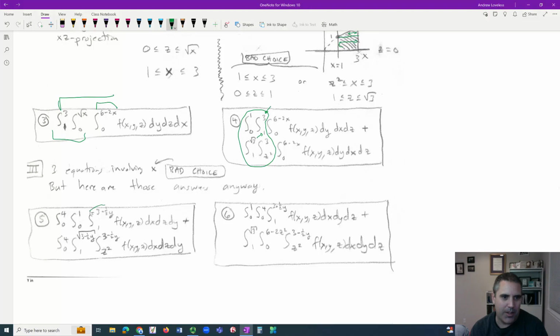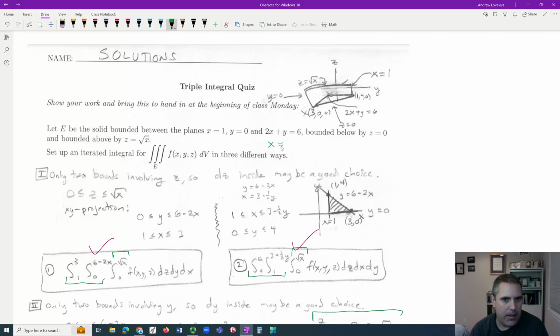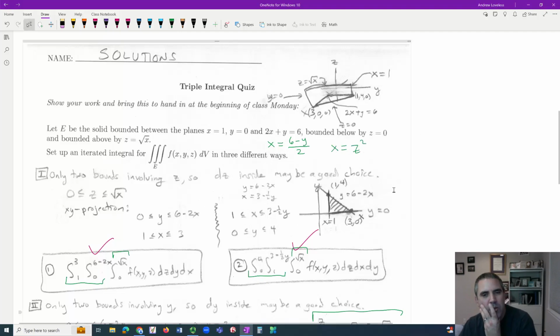So you might wonder how I got these equations. And this was a lot of work. I remember when I did this. I got those equations by combining the starting equations to try to get x by itself. So I said, well, x is equal to 6 minus y over 2, and x is also equal to z squared. And so I said, okay, we're between those things.